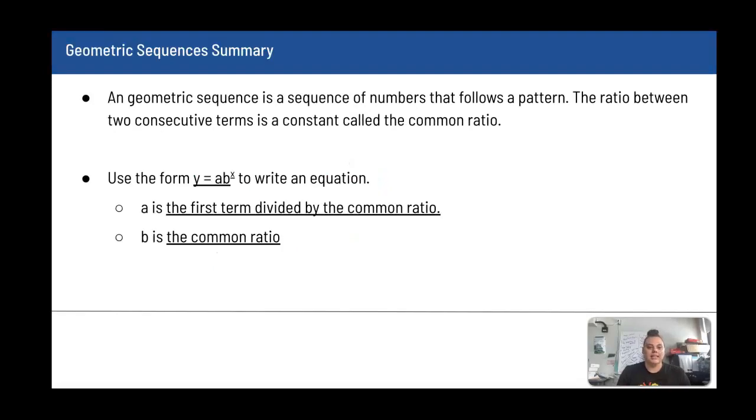Let's summarize this lesson. A geometric sequence is a sequence of numbers that follows a pattern. The ratio between two consecutive terms is a constant called the common ratio. You'll use the form of y equals ab to the power of x to write an equation, where a is the first term divided by the common ratio, and b is the common ratio.